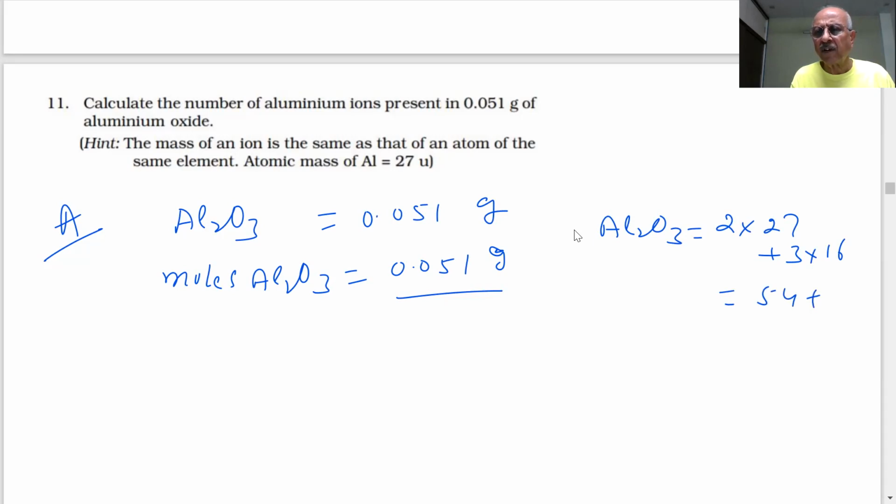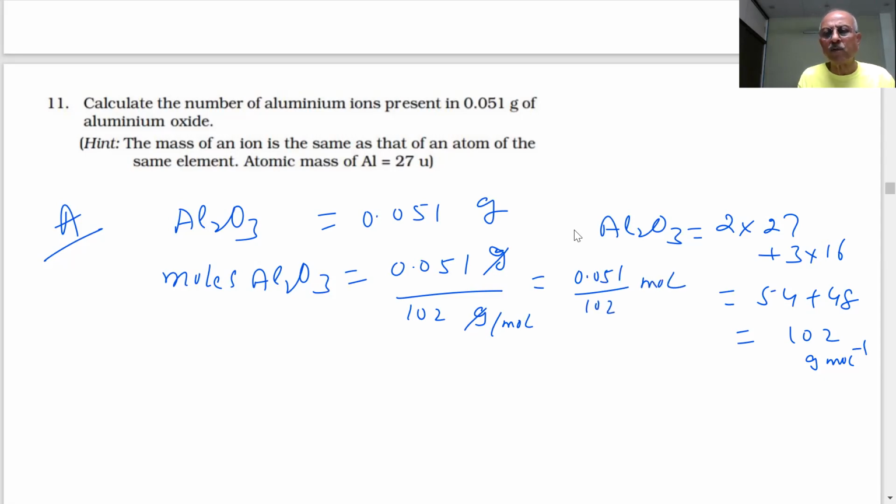54 plus 48 is 102 gram per mole. Okay. So what are you having? How many moles are there? 102 gram per mole, which is equal to 0.051 divided by 102 mole of Al2O3.